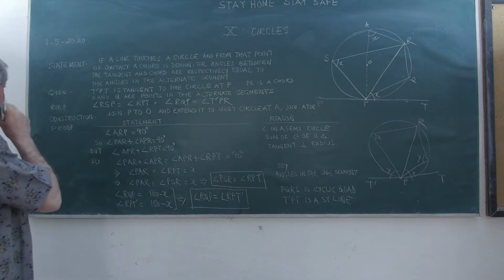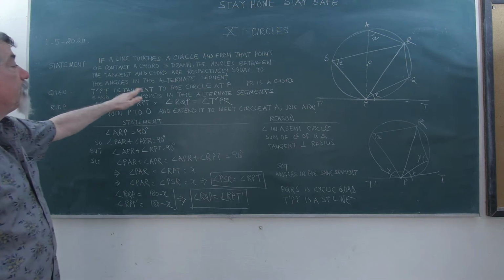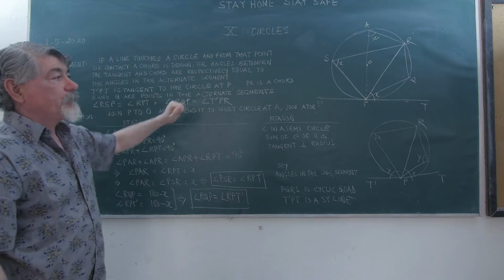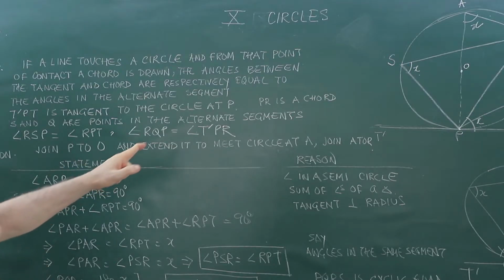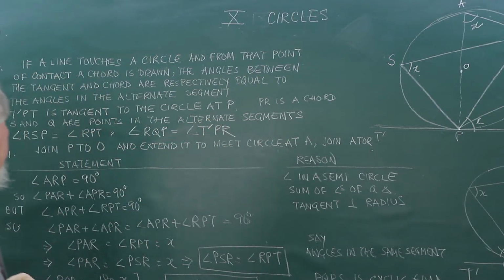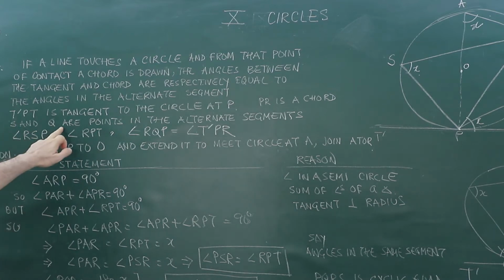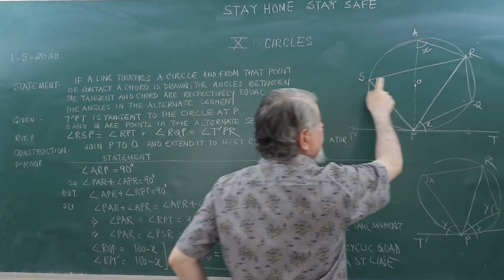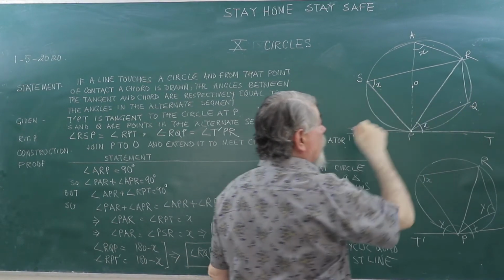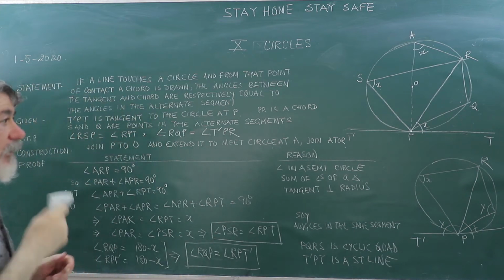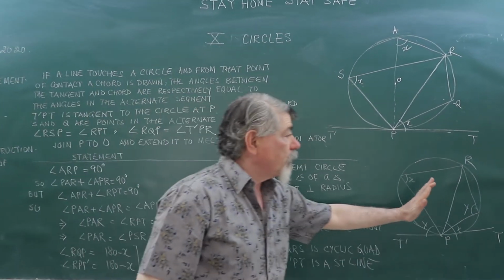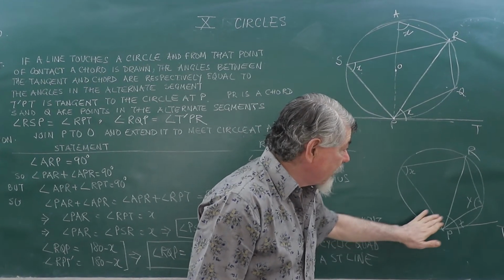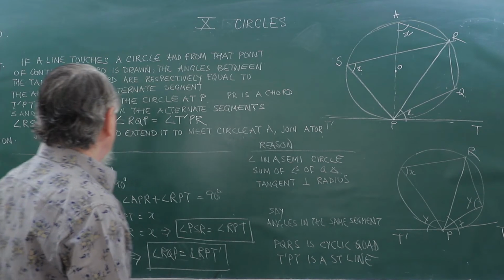Let us see what is given. T'PT is a tangent to the circle at point P. PR is a chord. S and Q are points in the alternate segment. They are in the alternate segment. I showed you here what the alternate segments are. Alternate segment to this angle and to this angle, this is the alternate segment.